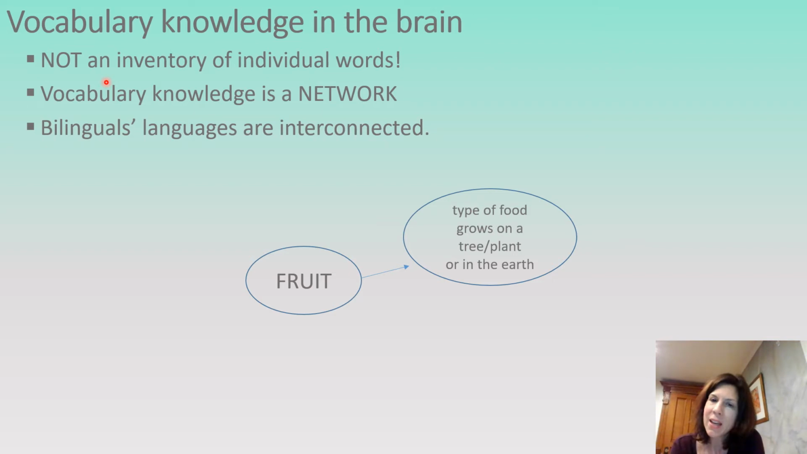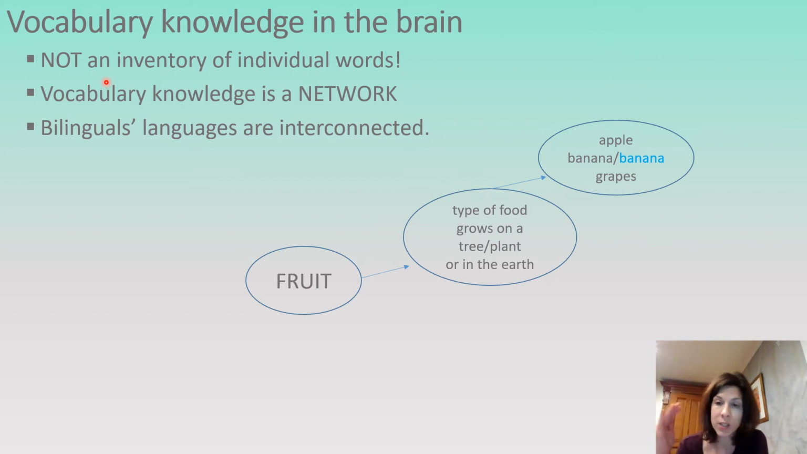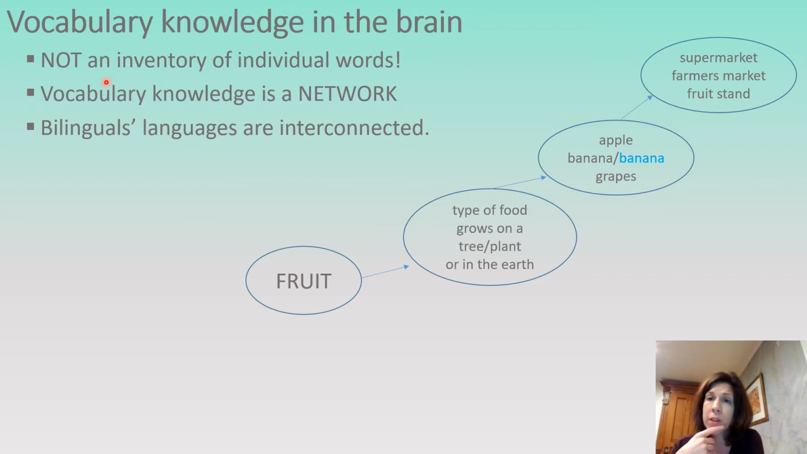However, if we think about fruit some more, we might start to think of specific fruits. We might start to think of apple or bananas and grapes. And notice here that banana and banana are cognates in English and Spanish. Okay, so do you see here how I'm starting to get you to think about connections, okay? And then you might start thinking about, well, we buy fruit in a supermarket. We can also get it at a farmer's market or maybe at a fruit stand on the street.